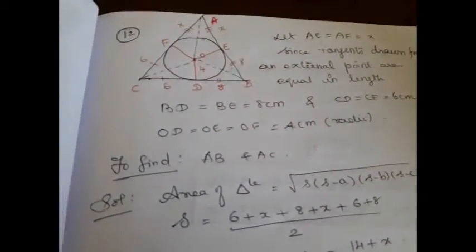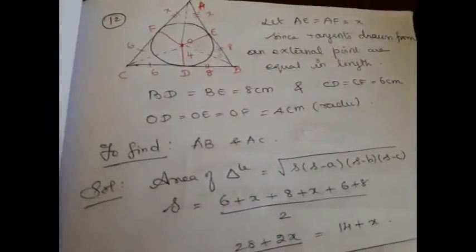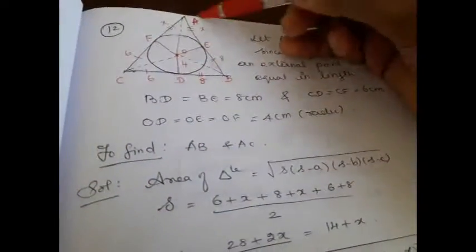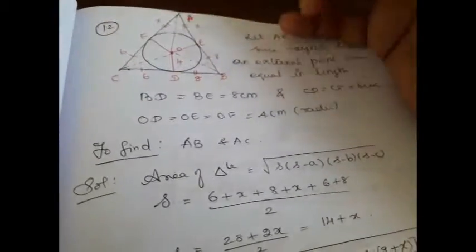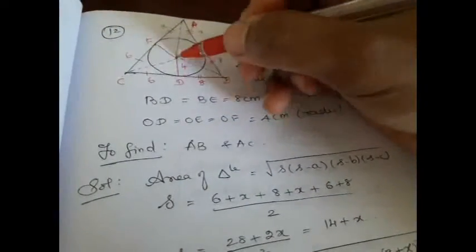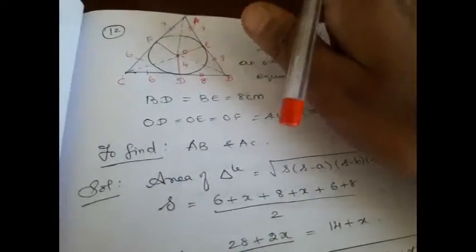The proof may look quite lengthy, but the logic behind it is very simple. Okay, so they asked you to find the length of AB and AC, and it is given BD is 8 centimeters, CD is 6 centimeters, and OD is 4 centimeters. This is what is given in the question.